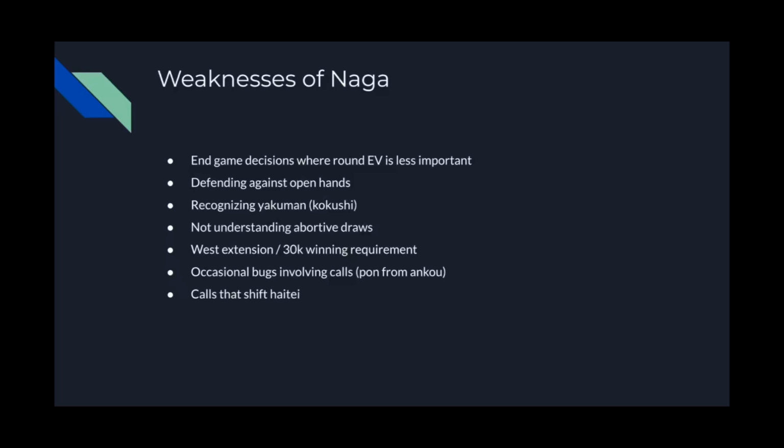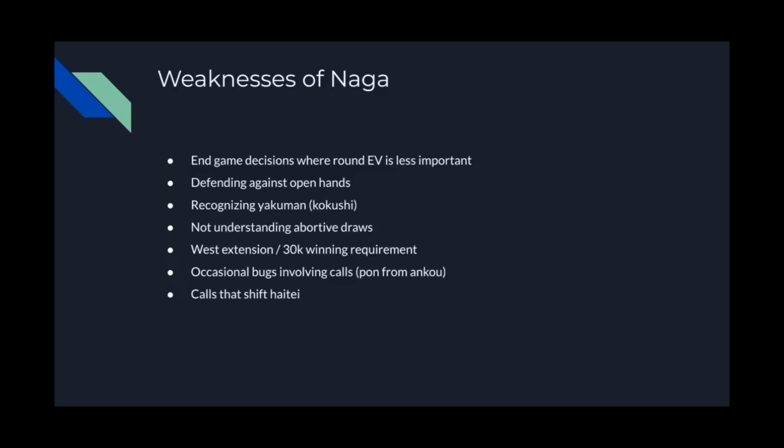The next point here is about games that go into West Round, and this also sort of applies to South 4, where you need 30,000 points. I don't know exactly how it is programmed. It kind of understands it a little bit, but it's very weak, I found, when it comes to decisions involving the 30,000 points. So take all the decisions with a grain of salt when it comes to playing around that 30,000 point requirement that is on ladder.